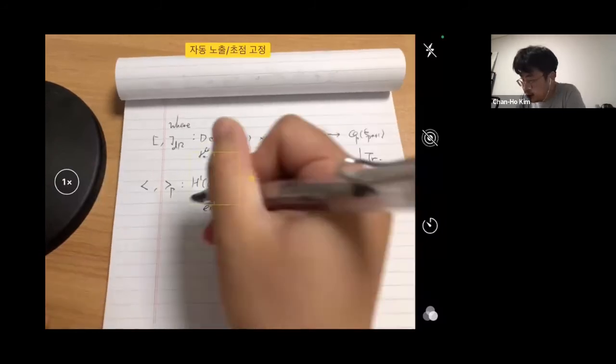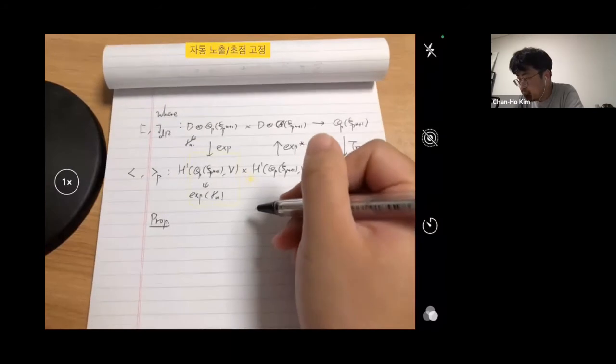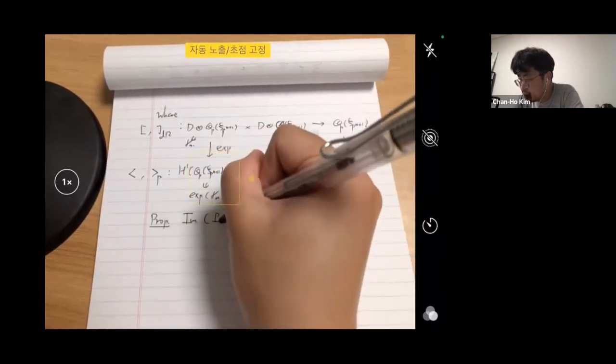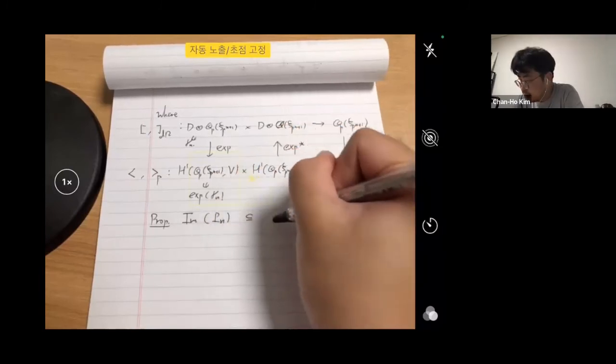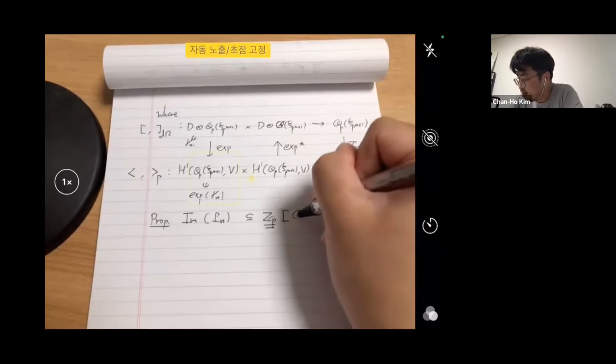Okay, and the proposition is indeed that the image of P_n is integral in the good situation.